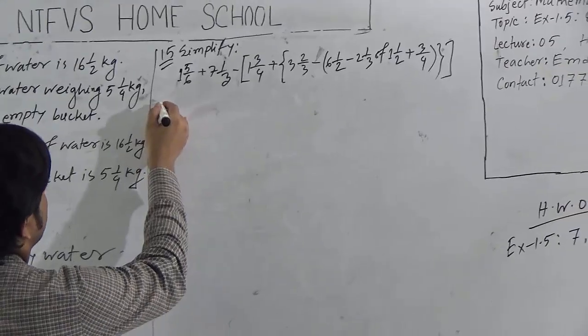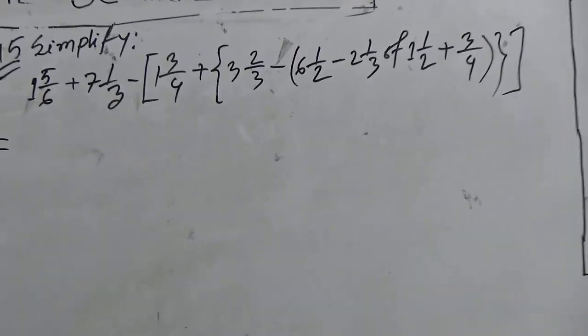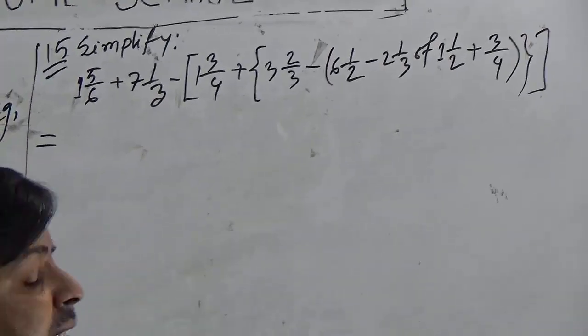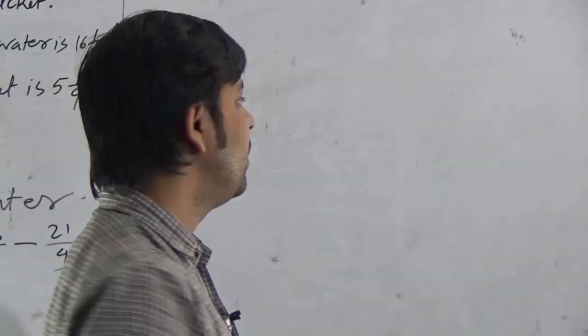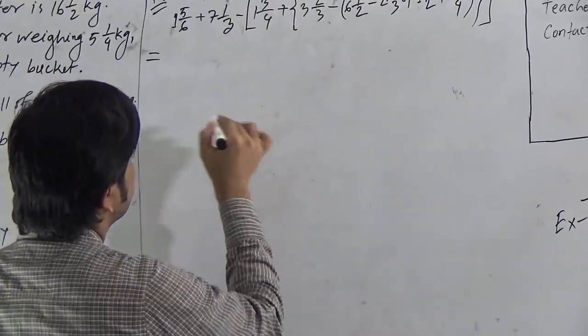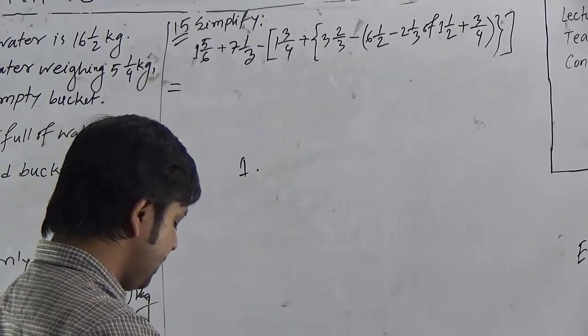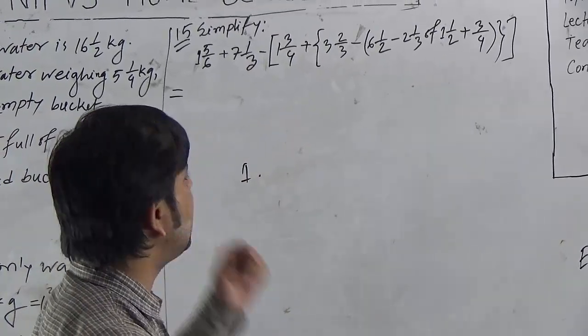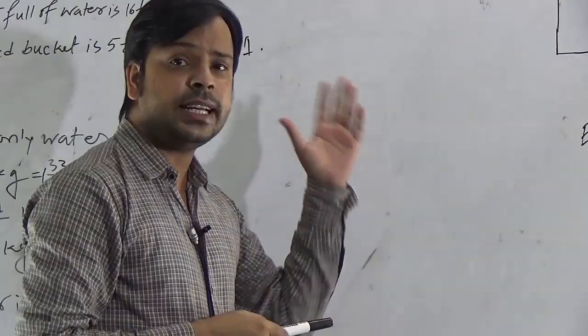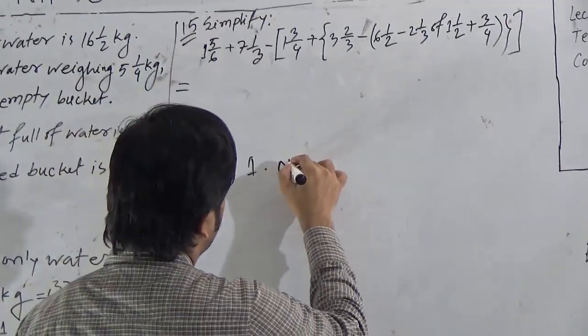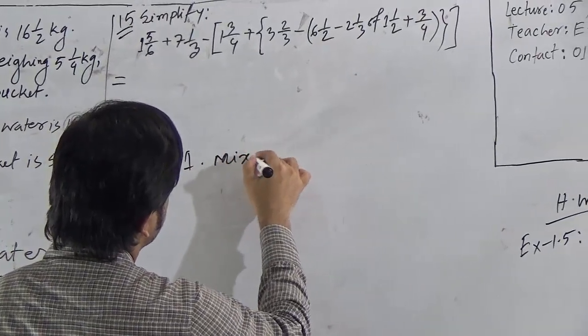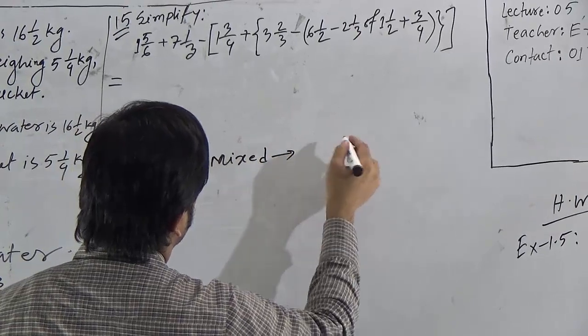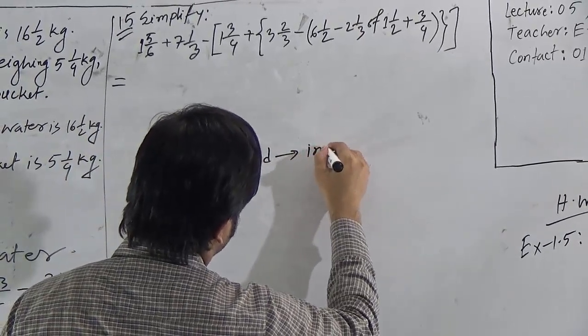This is a simplification. Dear students, to simplify this, at first you have to know some rules. First one is, as this simplification contains fractions, if there is any mixed fraction, then convert it into improper.